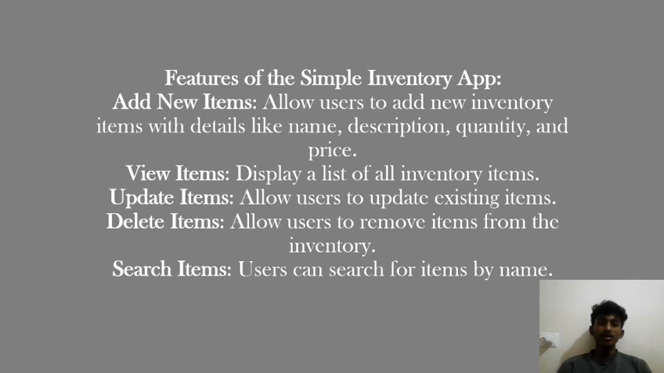Update items. Allow us to update existing items. Delete an item. Allow the user to remove an item from inventory. Search an item. The user can search for an item by the name.